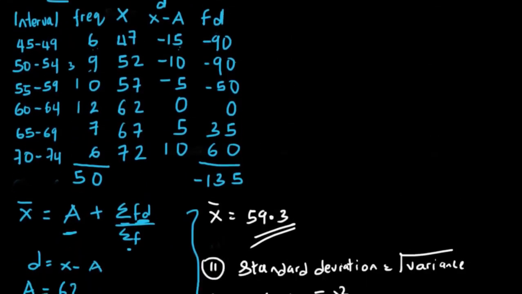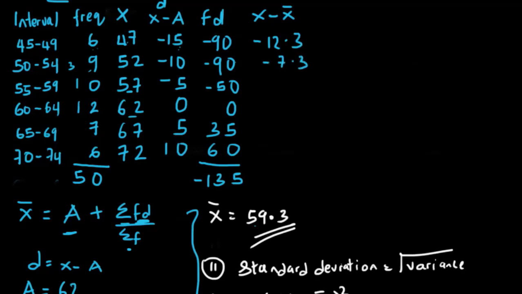So we come back to our table and create a column for x minus x bar. Remember, this is our x, 47, 52, 57, 62, and our x bar is 59.3. So we'll be saying 47 minus 59.3, 52 minus 59.3, and so on. So let's start. 47 minus 59.3 will give us minus 12.3. 52 minus 59.3 will give us minus 7.3.